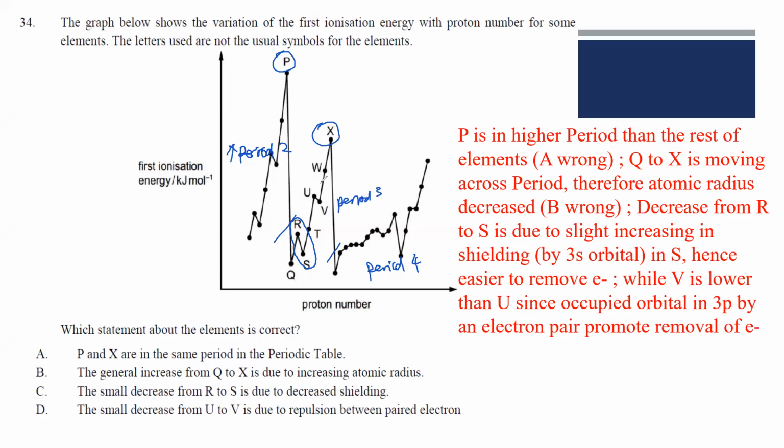And then D, a small decrease from U to V, which is here, is due to repulsion between the paired electrons, which was already explained just now. So V here is 3s2, 3p4. In the 3p4, there is a pair of electrons that readily repel each other, therefore it is easier to be removed. So the best answer here is D. That is how you solve question number 34.